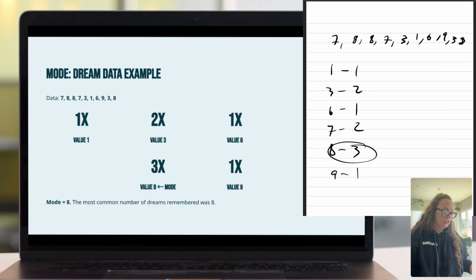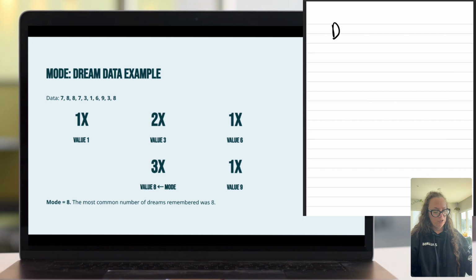The mode really shines with categorical data, where mean and median are meaningless. You can't use those for categorical data. So suppose you surveyed 50 patients about their primary diagnosis. Let's say depression, there's 18 patients. Actually, let's write this down. So you have depression, there's 18 patients.